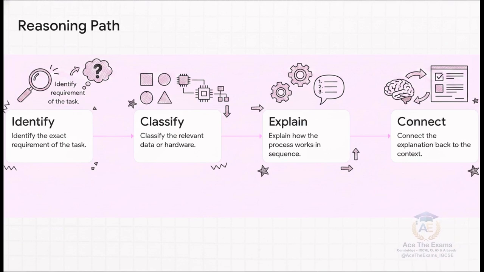Step 3, we explain the sequence. The addition of two 8-bit numbers results in a 9th carry bit. Step 4, the context. The 9th bit exceeds the 8-bit register's capacity, causing the robot's movement calculation to fail. Boom! Red marks transformed into green check marks. That is how you use the Peel framework and this 4-step path to secure maximum points.